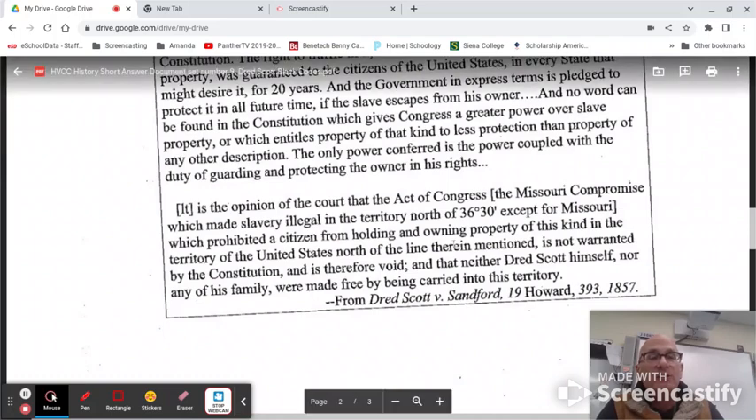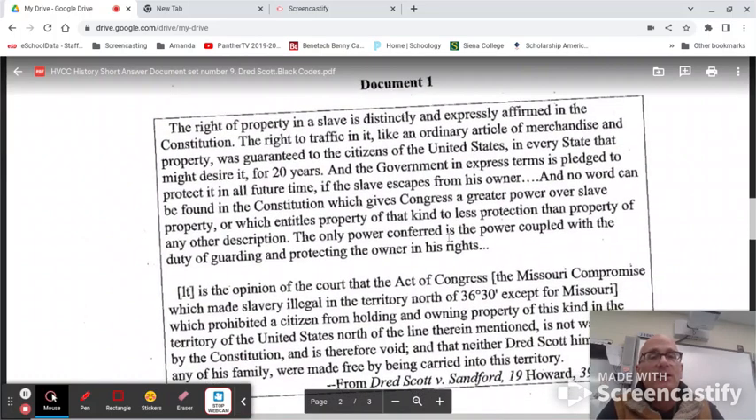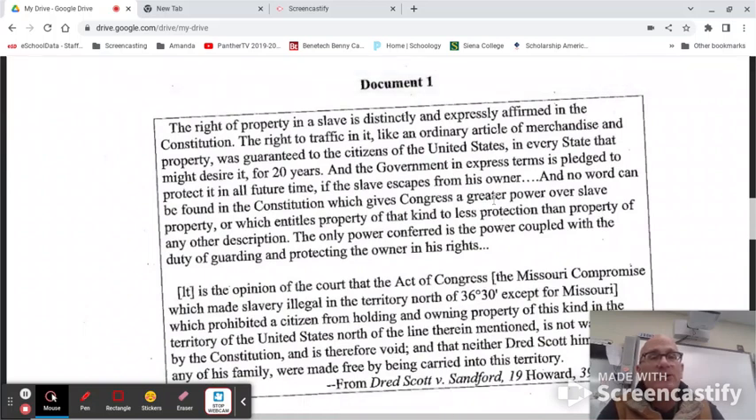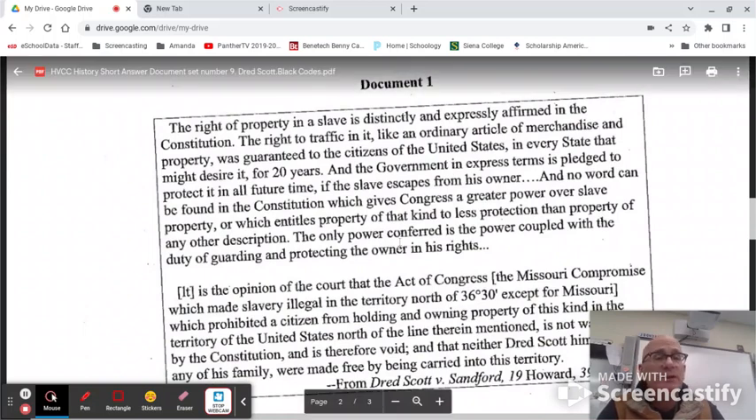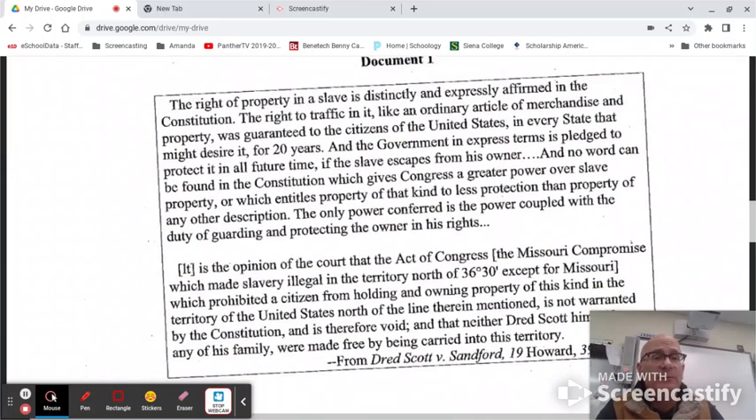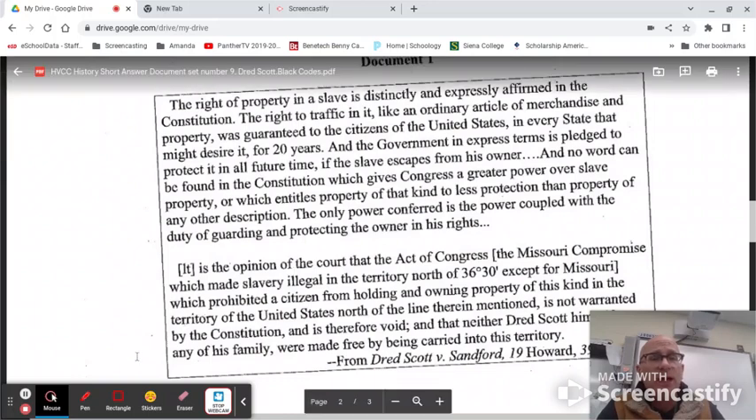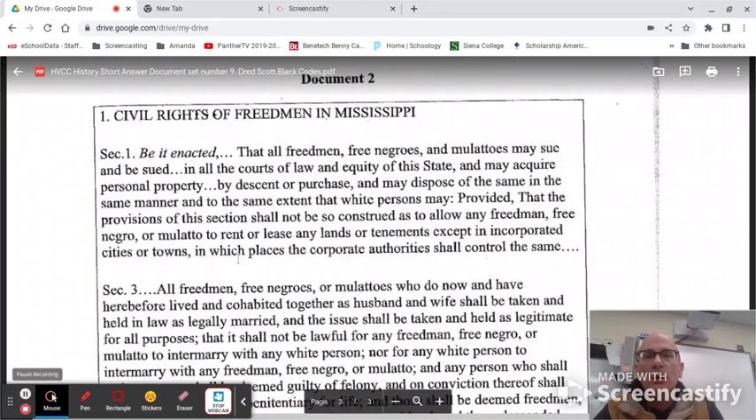Now, there's kind of a lot to unpack there, but it's addressing Dred Scott. It's addressing the Supreme Court decision of 1857, which we spent a good amount of time on in class. So that's document 1, Dred Scott and the decision of 1857. Let's take a look now at document 2.